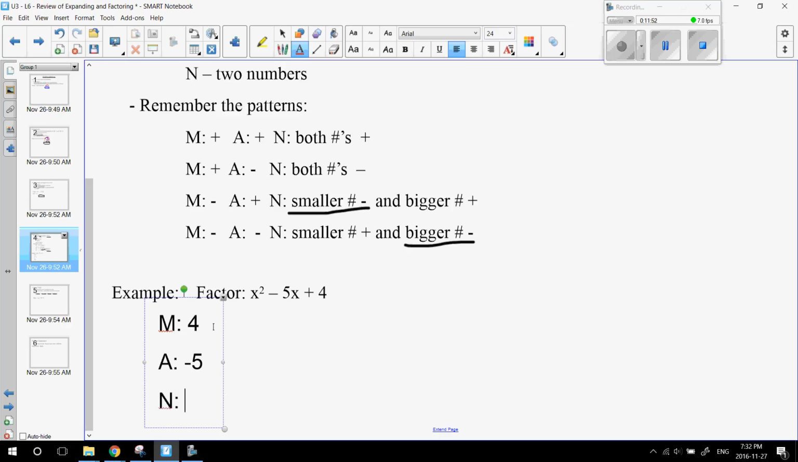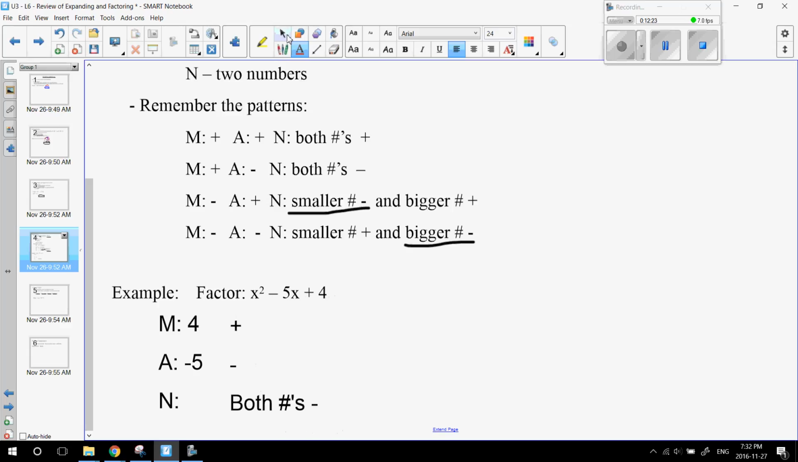So, a couple of different things. We look and see that our multiply number is positive. Our add number is negative. So we know that both of our numbers must be negative. We'll look at our patterns here. Multiply is positive, our add is negative, so both numbers must be negative.